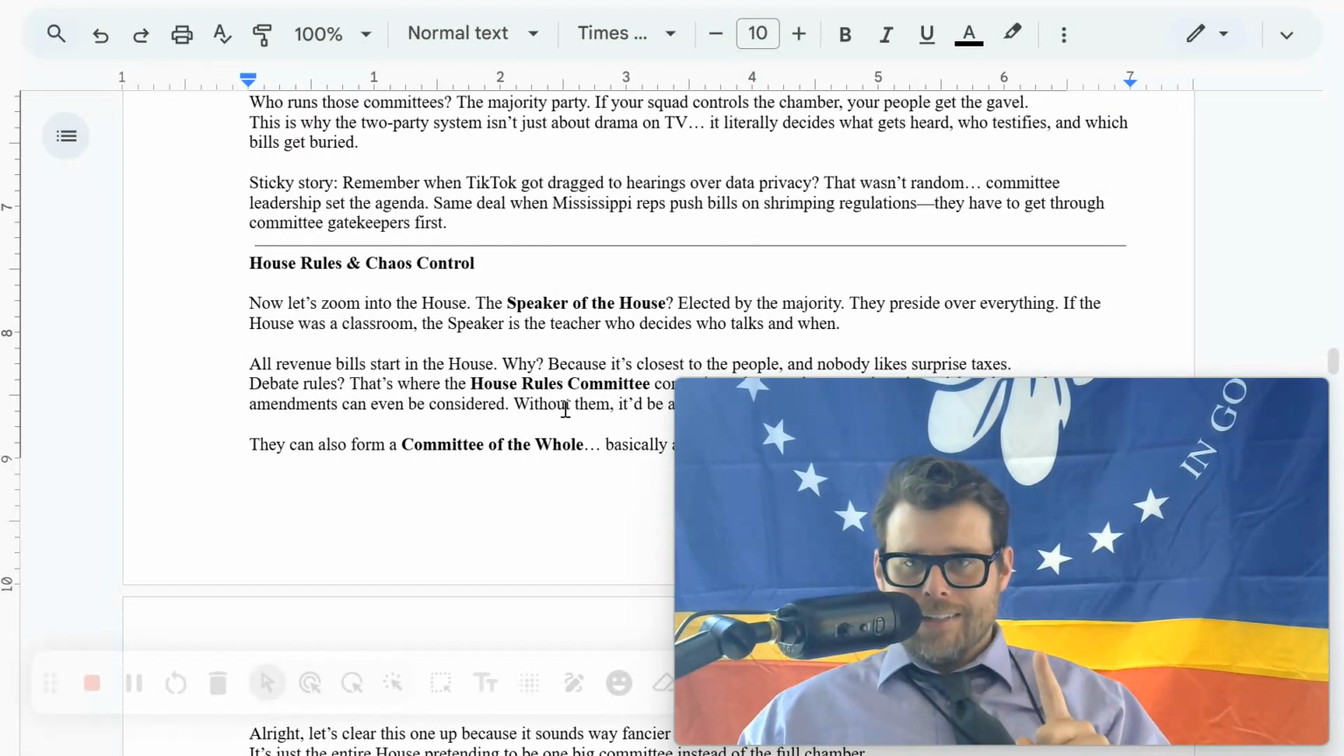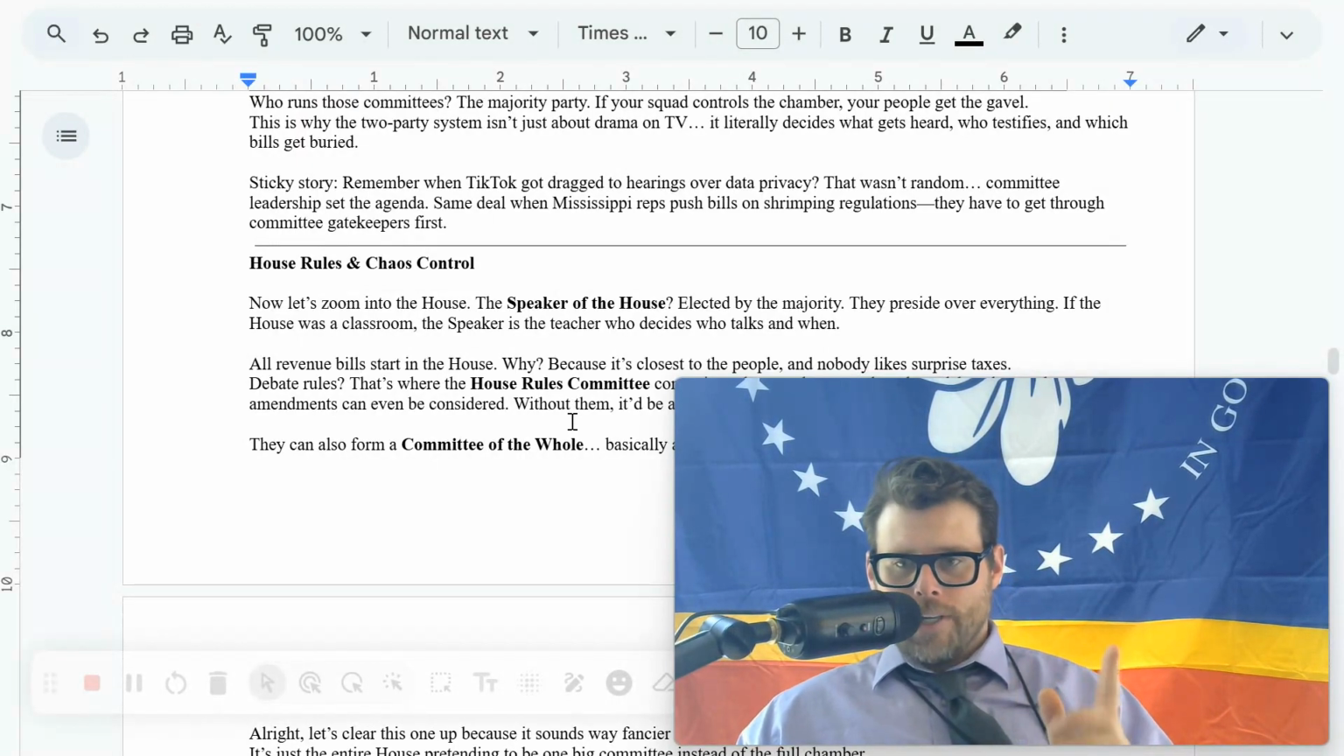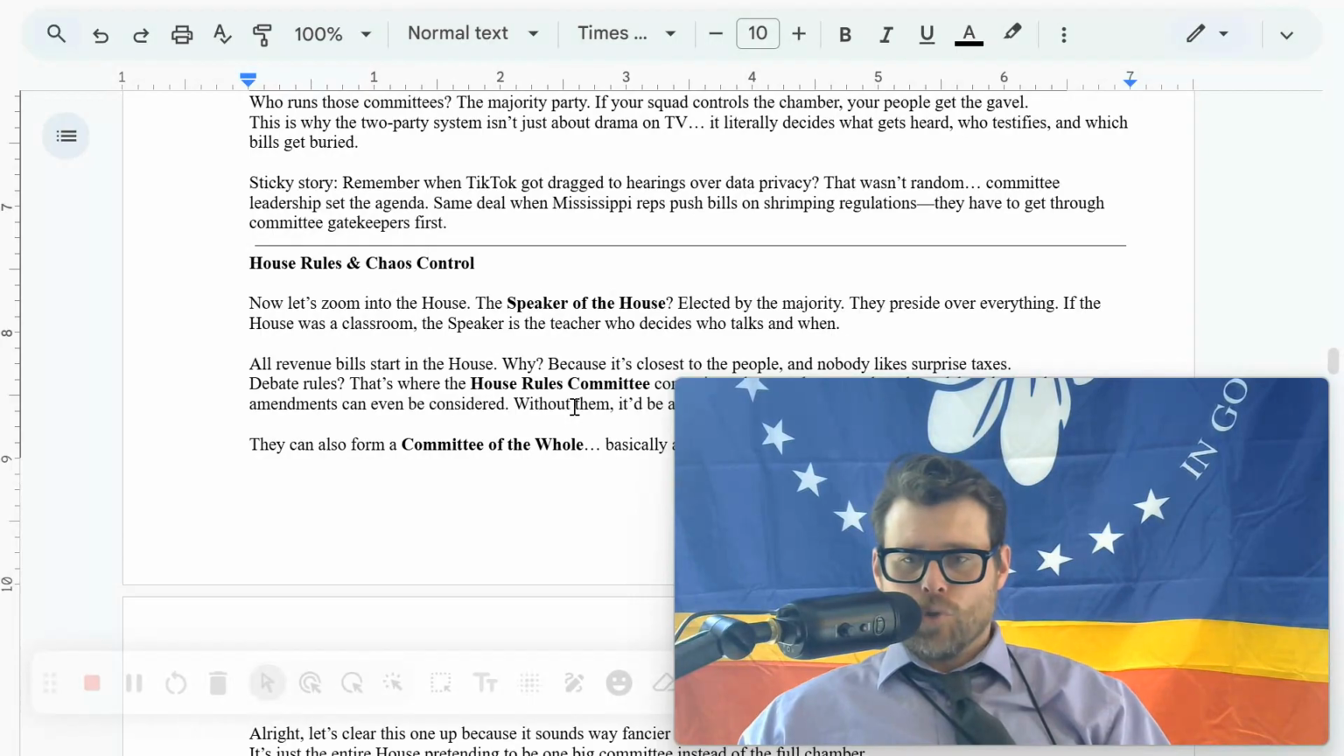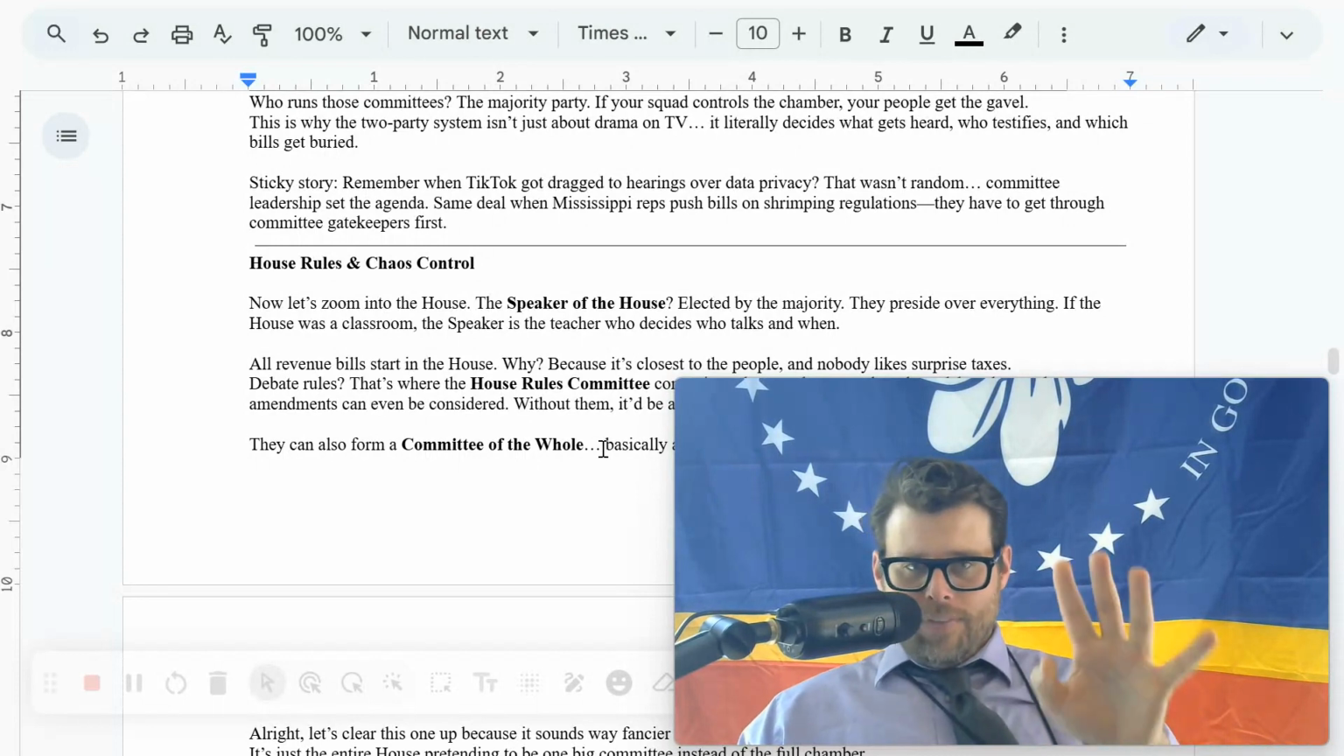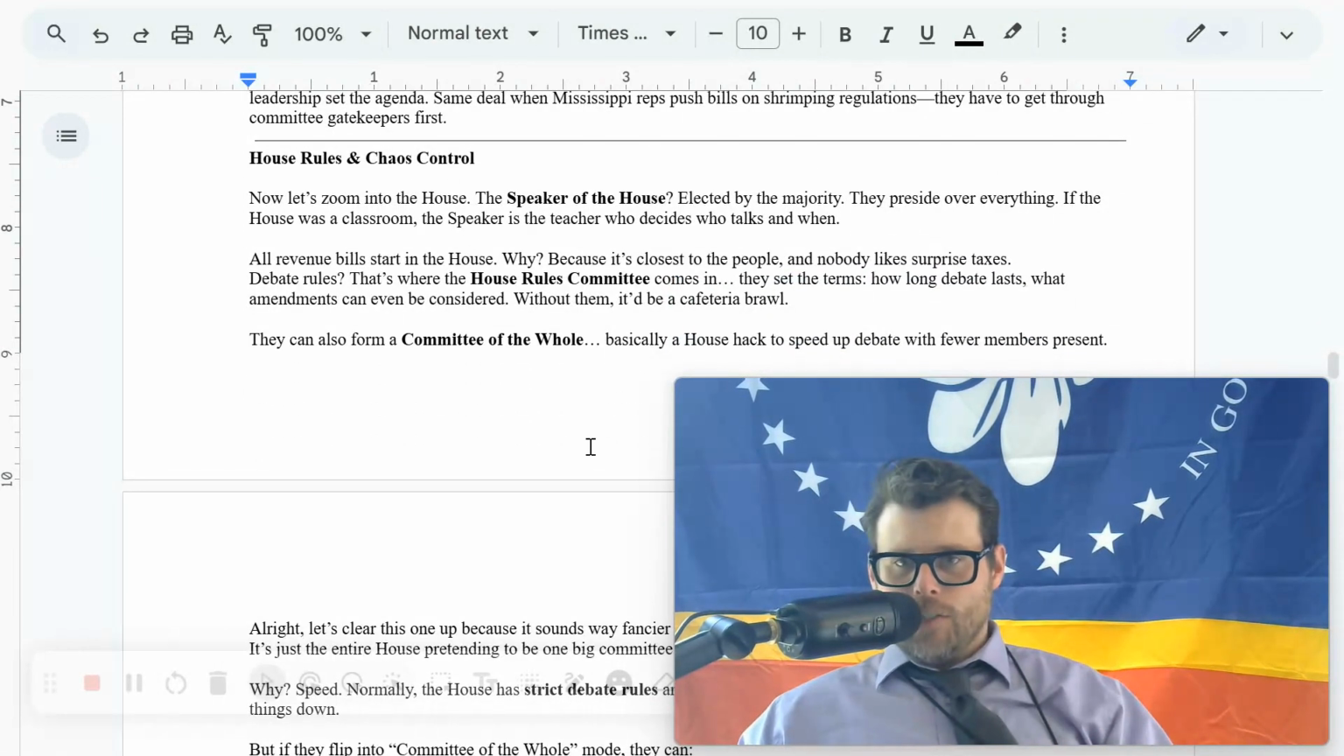They are elected by the majority political party. And so right now, the Republicans control the House of Representatives. They have more reps than Democrats do. And so they elected Mike Johnson. Mike Johnson is a Republican from Louisiana, not too far from here. And they preside over everything. If the House was a classroom, the Speaker is the teacher who decides who talks and when.